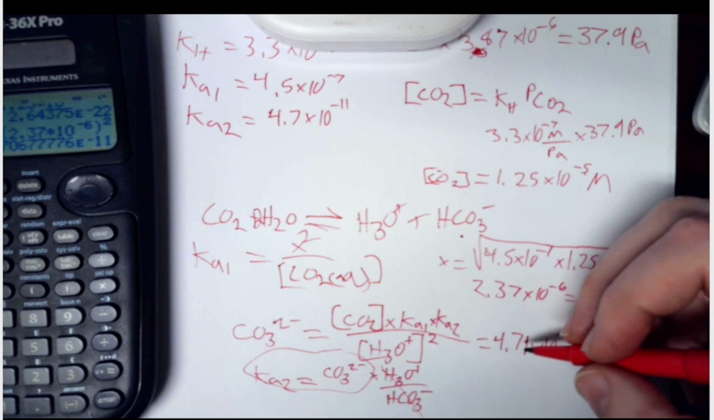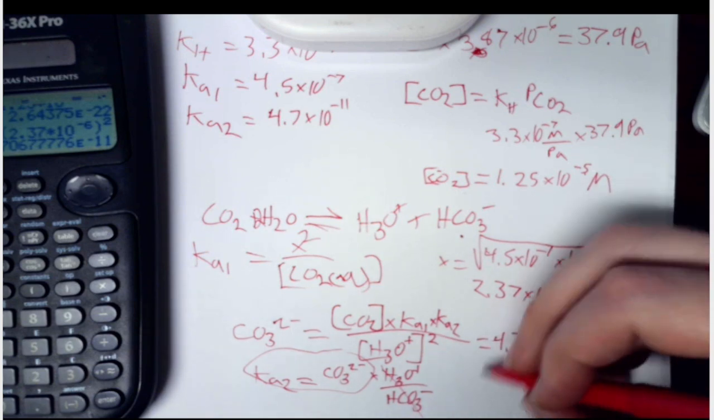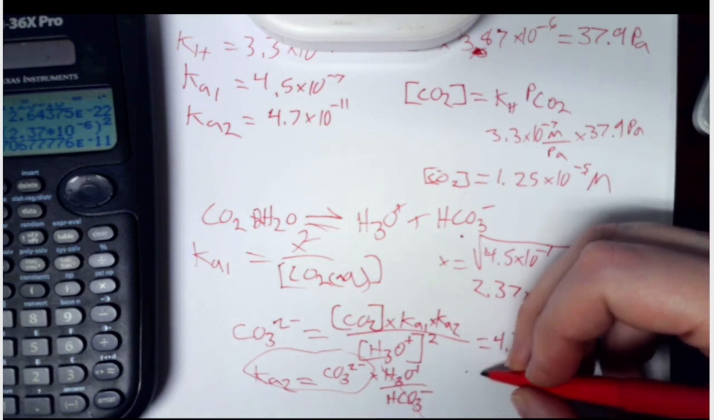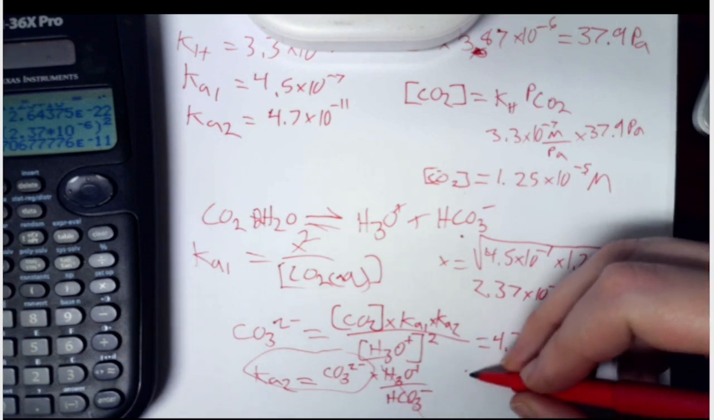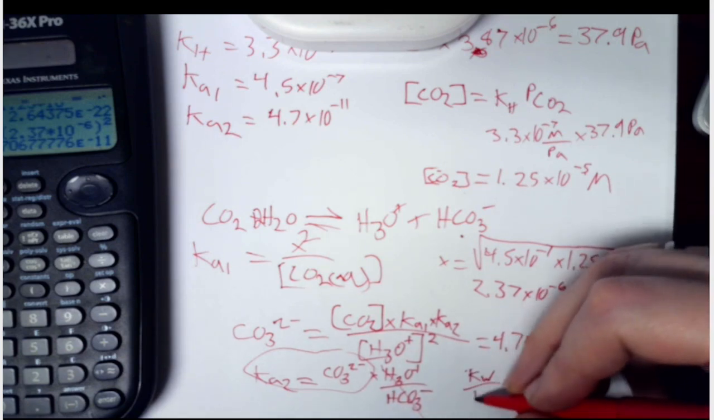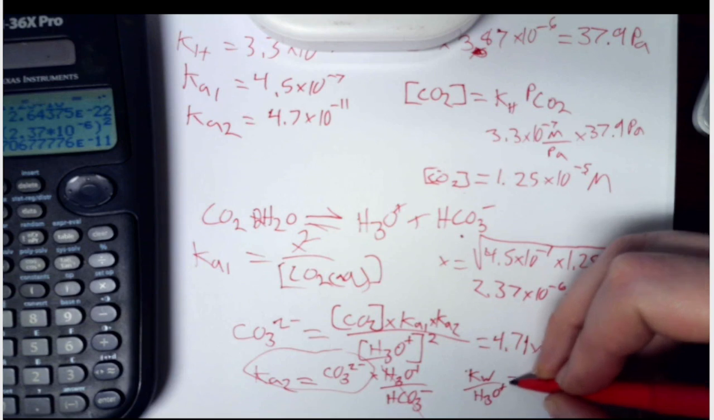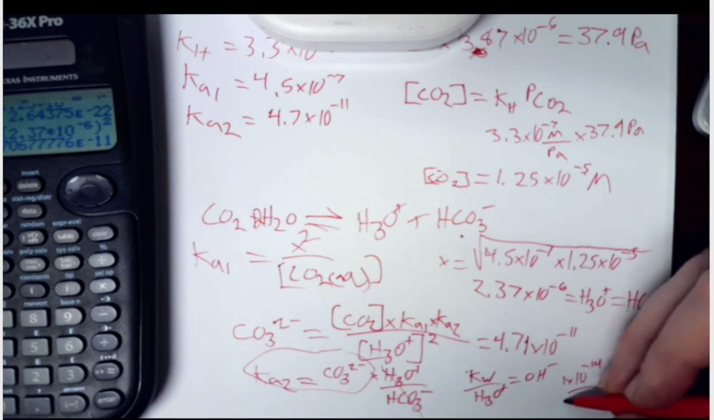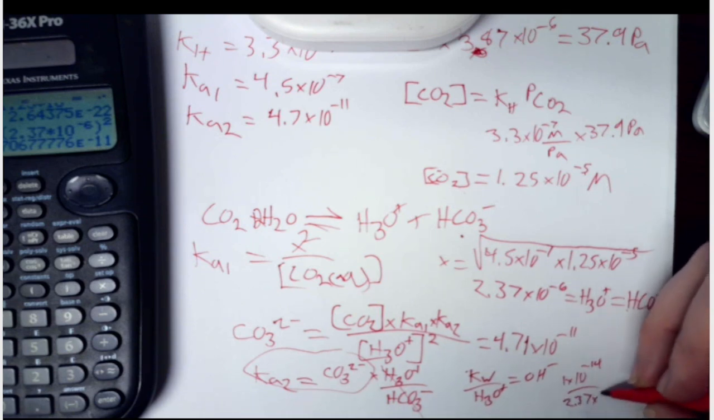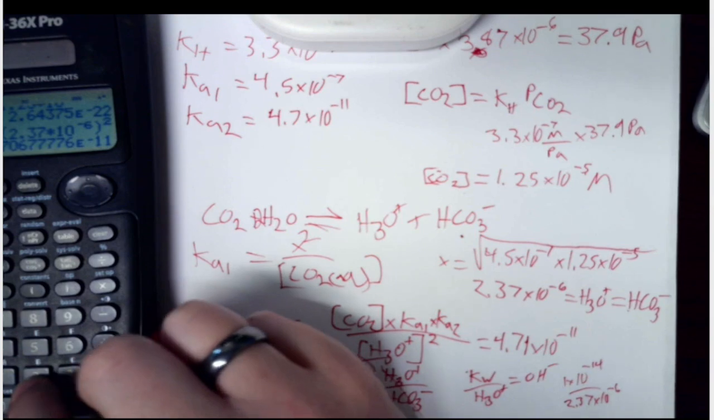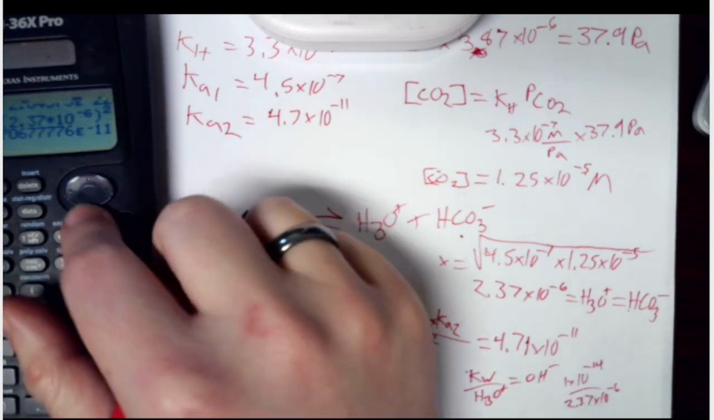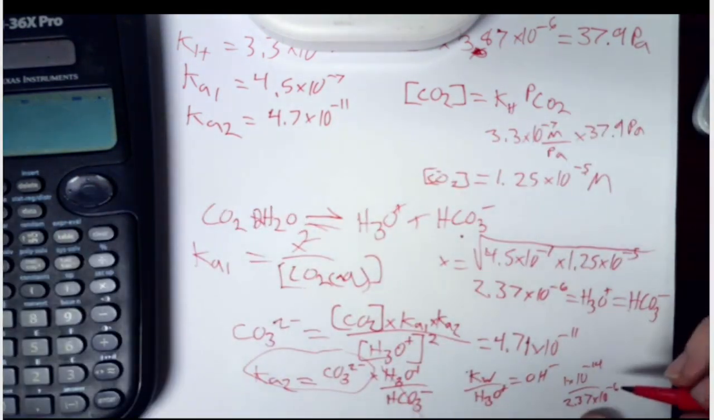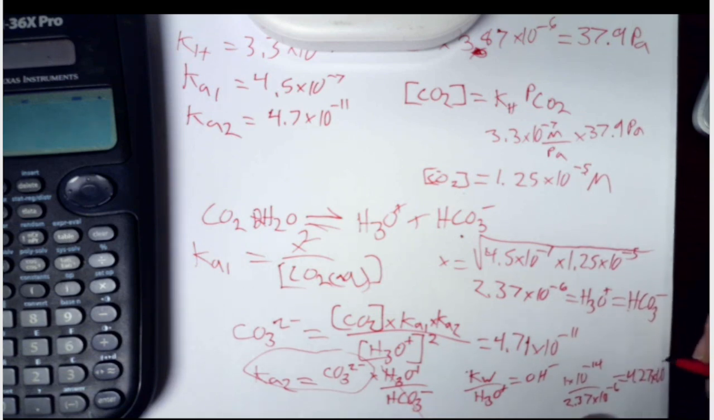Now, if we want to calculate proper alkalinity, we can turn the hydronium concentration into OH minus concentration. Kw is 10 to the negative 14th divided by our 2.37 times 10 to the negative 6th. And that gives us 4.27 times 10 to the negative 9th.